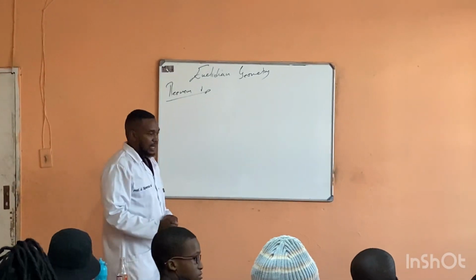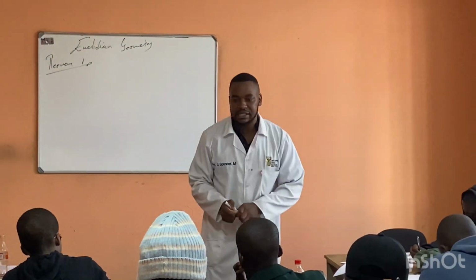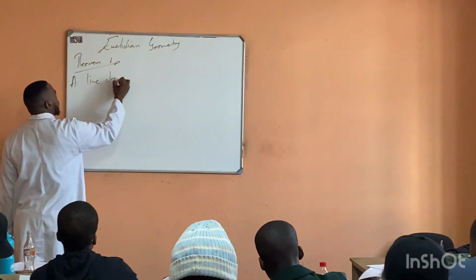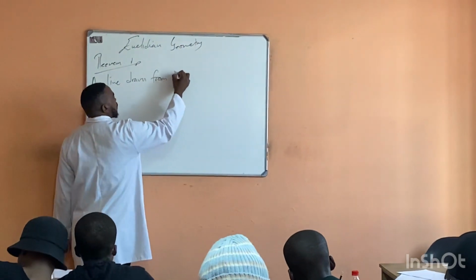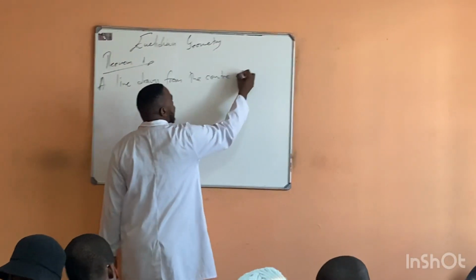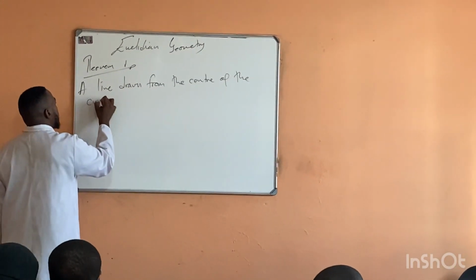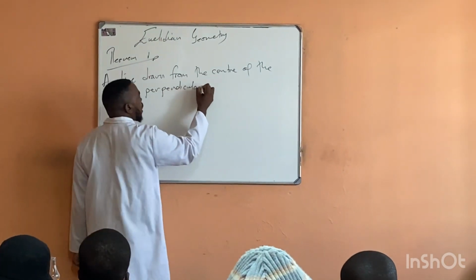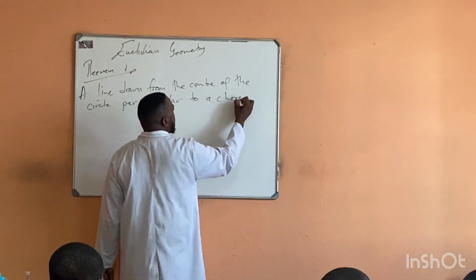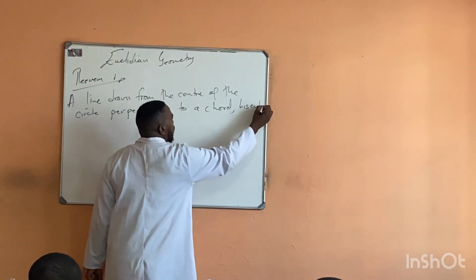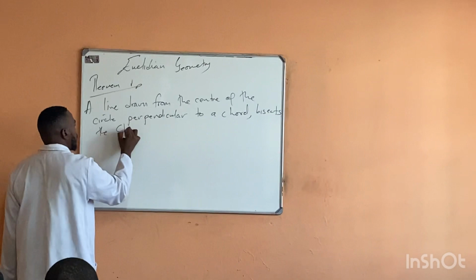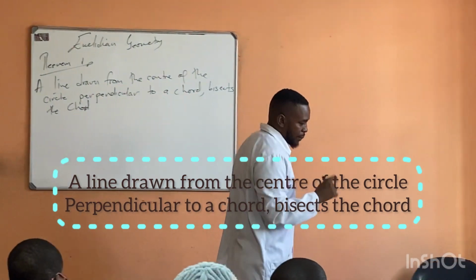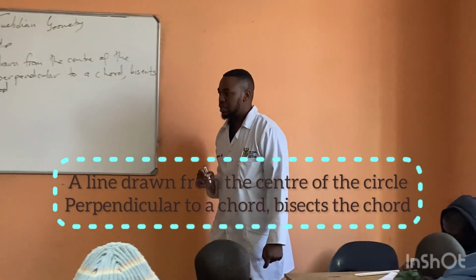Theorem number 1. A line drawn from the center of the circle perpendicular to a chord bisects the chord. A line drawn from the center of the circle perpendicular to a chord bisects the chord.